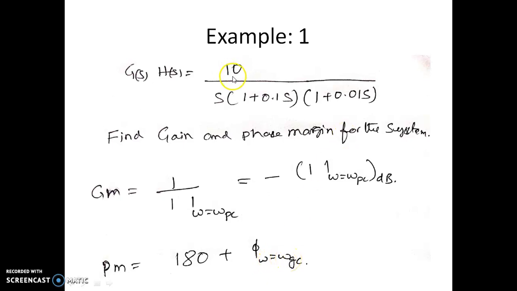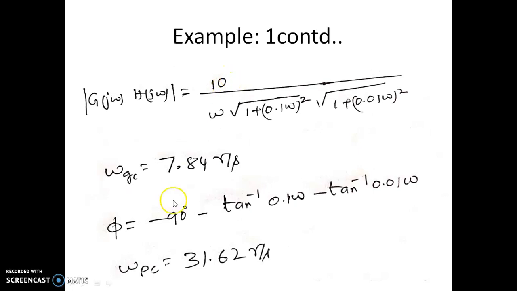For this particular transfer function, we write the magnitude equation and the phase equation. By equating the magnitude to 1, we get omega gc, which corresponds to 7.84 radian per second. If we equate the phase to minus 180 degrees, we get omega pc, the frequency at which the phase becomes minus 180 degrees, which is 31.62. We can notice that omega gc comes earlier than omega pc, so the system has to be stable.